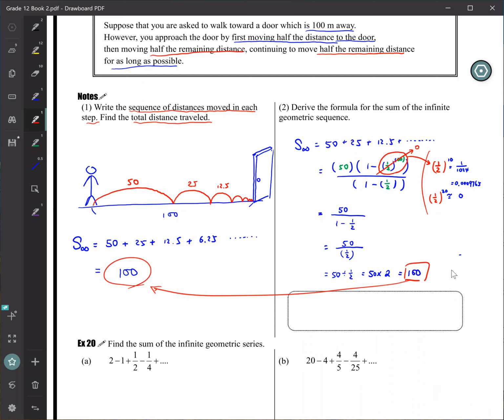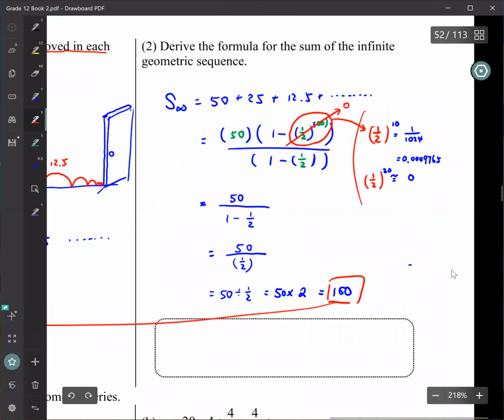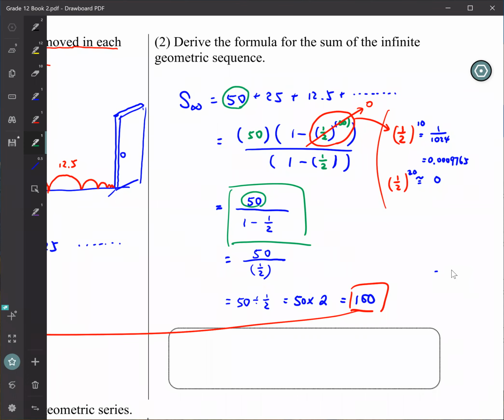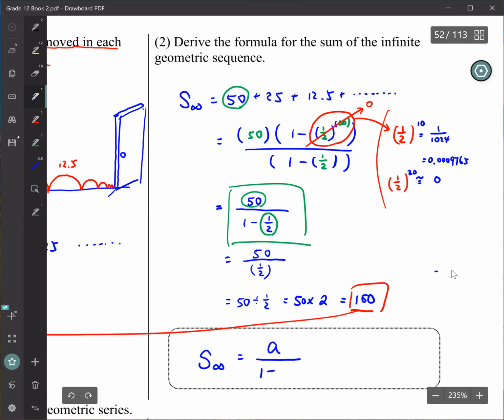So how can we get 100 now? Let's look back at the formula. I want you to look at this green box. The 50 represents the first term, and the ratio is the 1/2. So we could have a formula for any infinite series. So S infinity, you can put inside the box, equals 50 is the first term, so a over 1 minus r. That's where you get the formula.